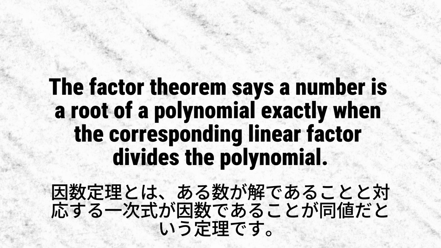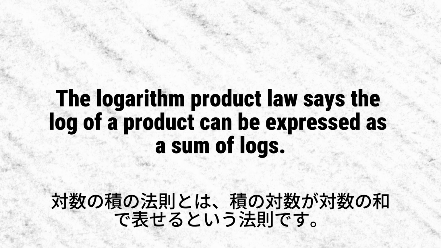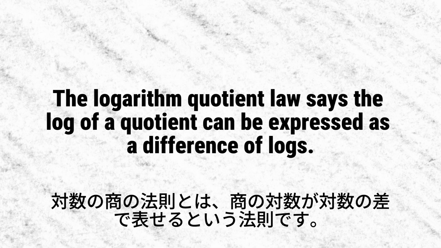The factor theorem says a number is a root of a polynomial exactly when the corresponding linear factor divides the polynomial. The remainder theorem says substituting a value gives the remainder when dividing by the corresponding linear expression. The logarithm product law says the log of a product can be expressed as a sum of logs. The logarithm quotient law says the log of a quotient can be expressed as a difference of logs.